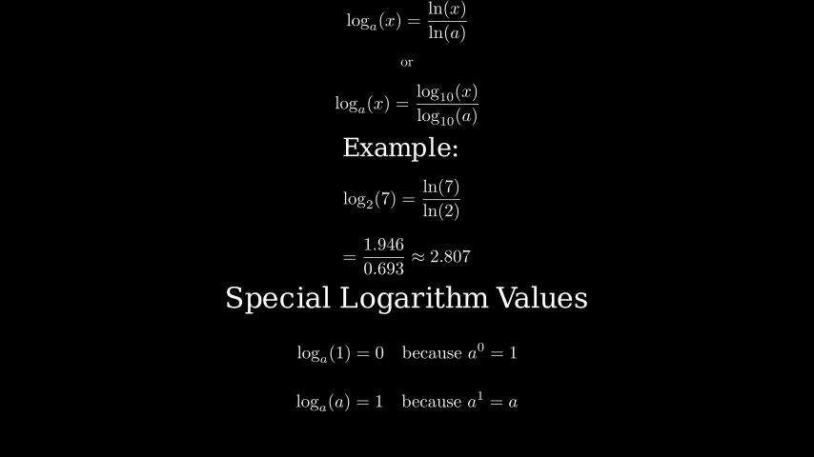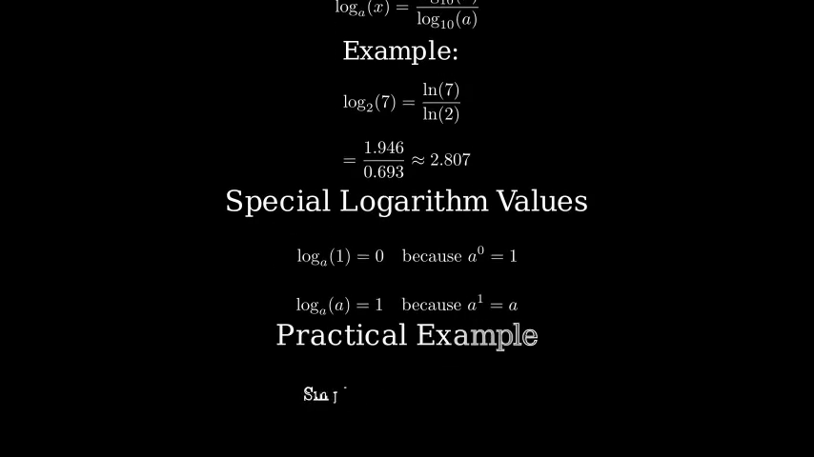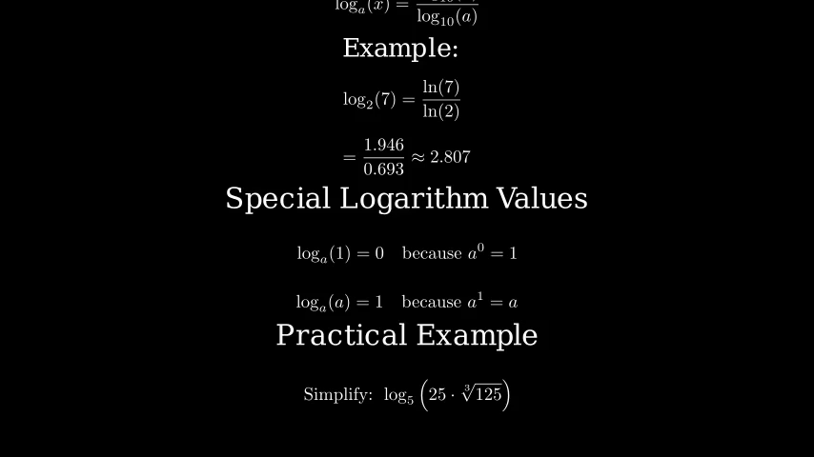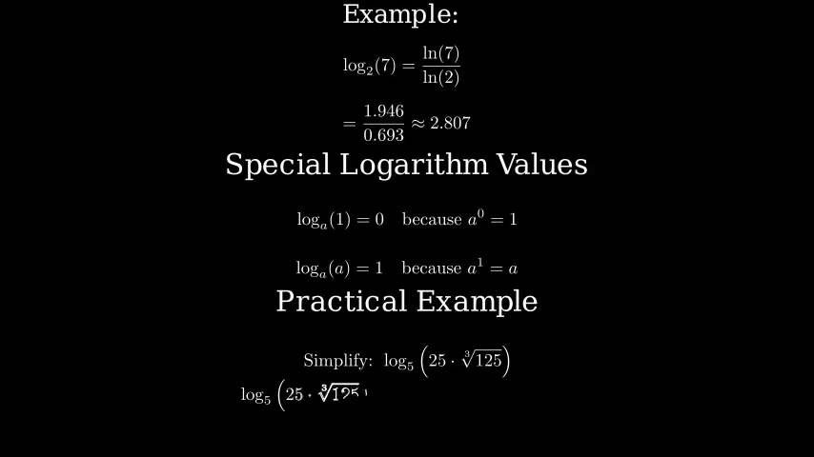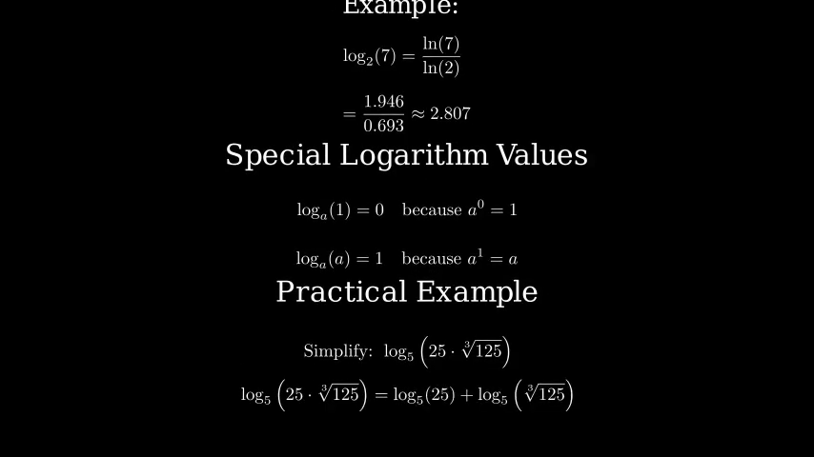Let's look at a practical example that combines multiple logarithm properties. Suppose we want to simplify the expression log base 5 of the quantity 25 times the cube root of 125. First, we can use the product rule to separate the logarithm of the product. Log base 5 of 25 times the cube root of 125 equals log base 5 of 25 plus log base 5 of the cube root of 125.